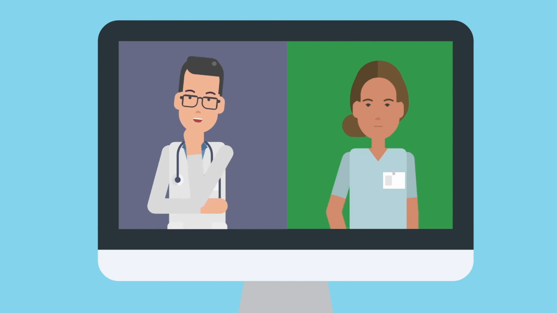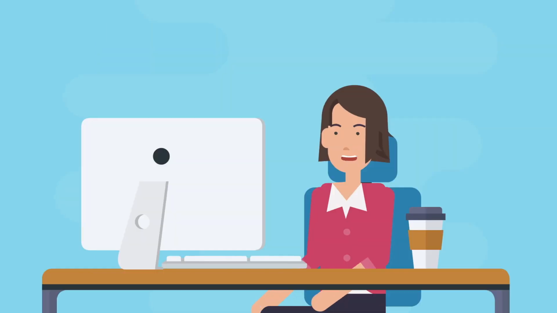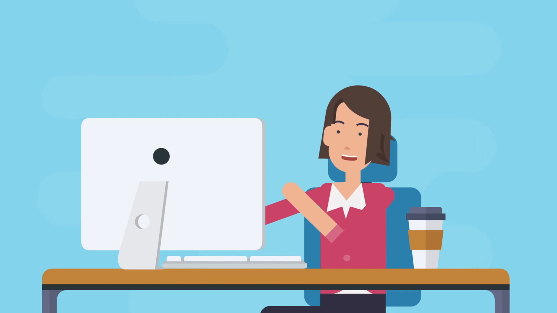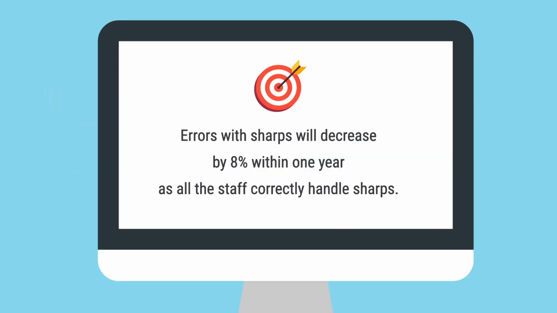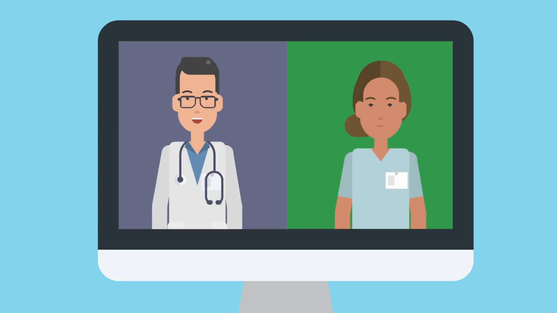It'd be great if we could beat the hospital with the best record when the annual safety report comes out a year from now. To get that, we'd need to decrease our number of errors by 8%. Maybe that could be the goal for this project. Errors with sharps will decrease by 8% within a year as all the staff correctly handle sharps. What do you think? Sure, that sounds good.